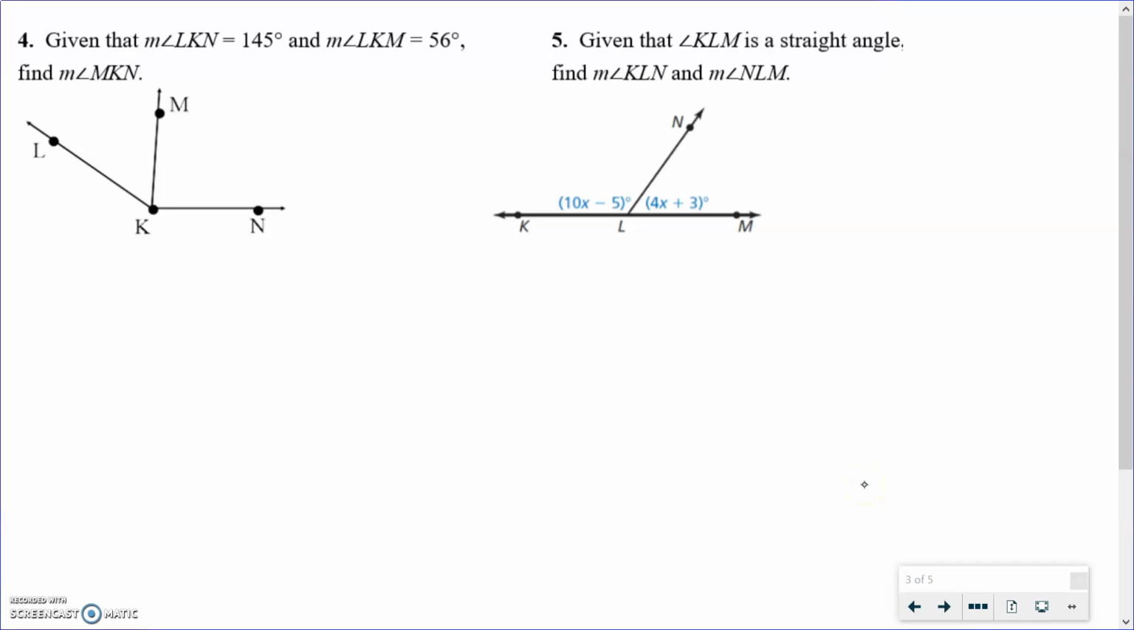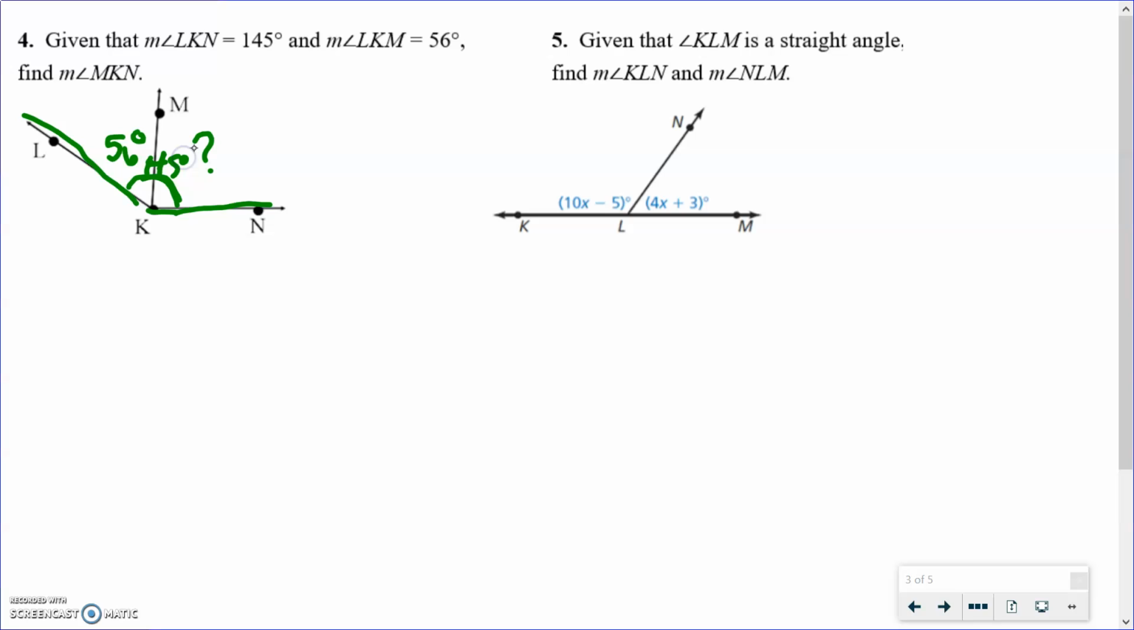So this is an example of why we need to use 3 letters when we're naming this. So this is angle LKN, so this big angle here. The reason we can't just call it angle K is because there's a number of different angles that we could be identifying. So we need those 3 letters to tell us that this larger angle here is 145, okay? And then we also know that LKM, so this part right here, is 56 degrees. Okay, and we want to know what the measure of this is right here. And so this whole thing, though, is 145.